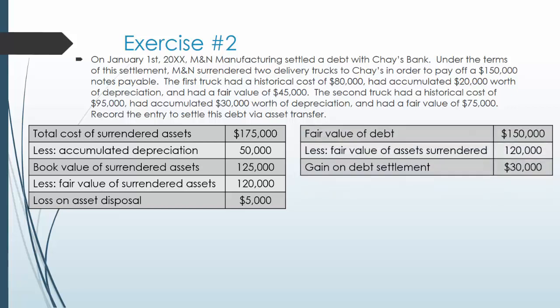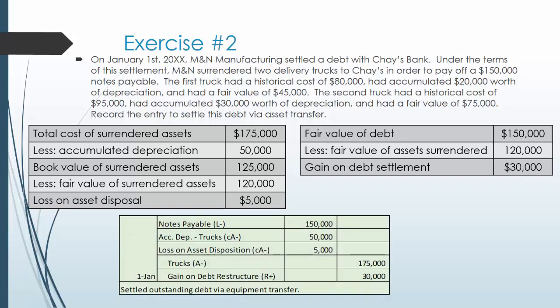The other thing we need to check is if there's any loss or gain on this debt settlement. So what was the amount of money that we owed them? Well, we owed them $150,000. That was the face value of the note. And they're letting us out of this by forking over these two trucks. Well, these two trucks only have a fair value of 120 grand, which means we're getting out of this cheaper than we should have. So that's got to be a gain for us. How much is the gain? It's the difference between the fair value of the liability we owed and the fair value of the assets that we are giving up to get out of that liability. We're getting a gain of $30,000 on this debt settlement.